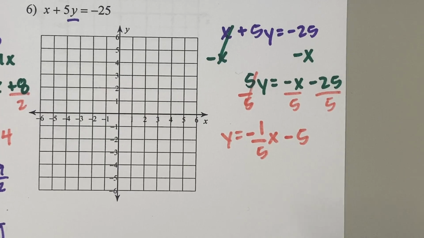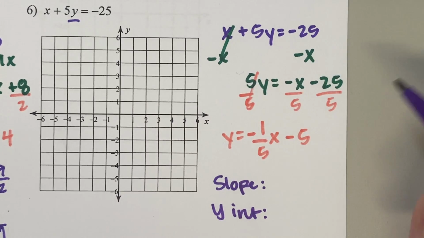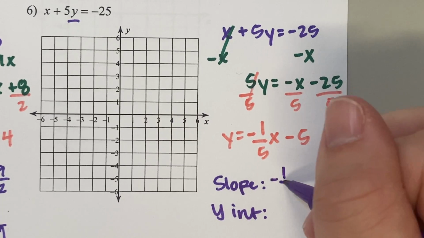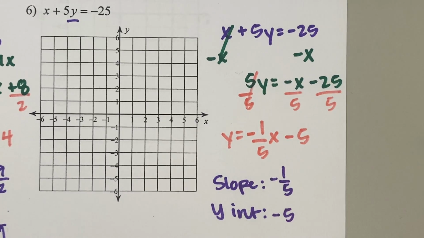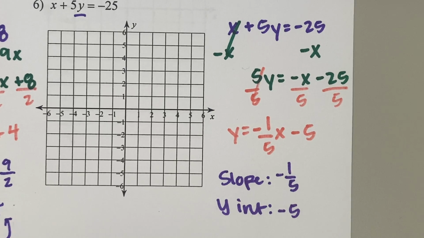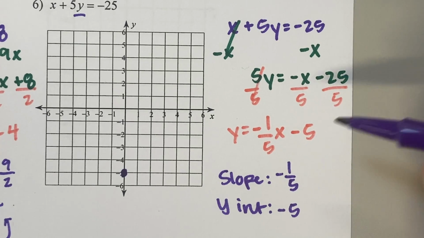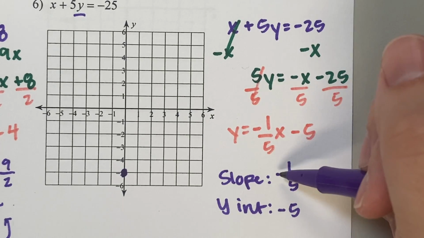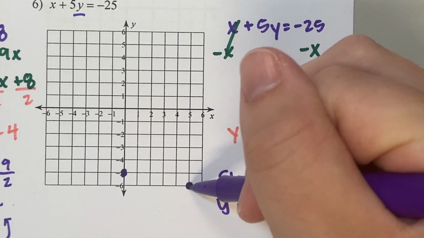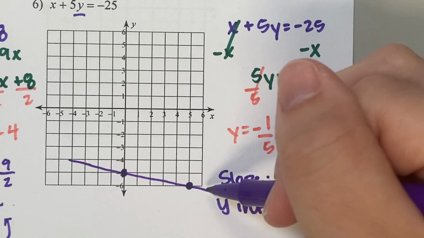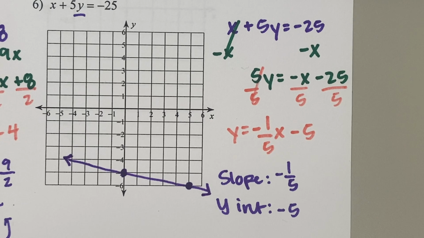Okay, so now that that is in slope-intercept form, we have our slope, we have our y-intercept. Our slope is always right in front of the x, so negative 1/5. Y-intercept, negative 5. Okay, our y-intercept is our starting point, so find negative 5 on your y-axis. That's going to be right there. Then we're going to use our slope to count. So this one wants us to go down 1, because it's negative, over 5. 1, 2, 3, 4, 5. Okay, we can connect those 2 points. Okay, and that is the graph for our original function.